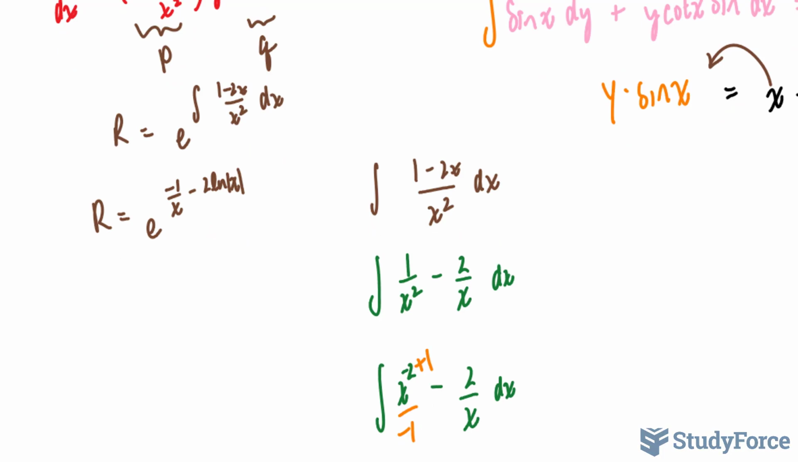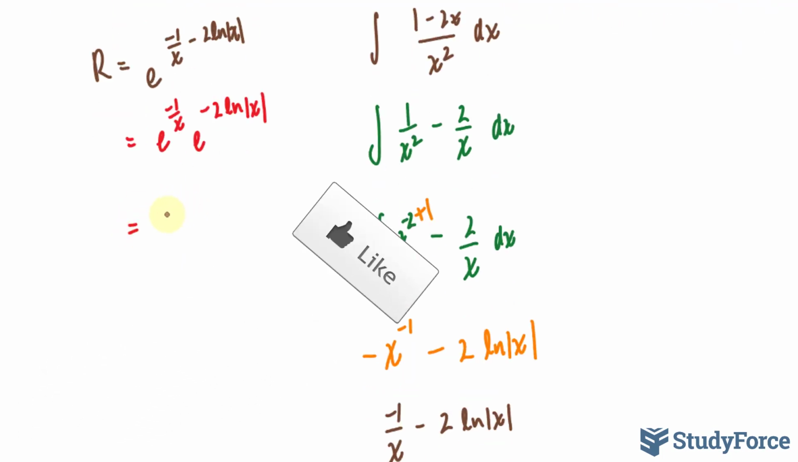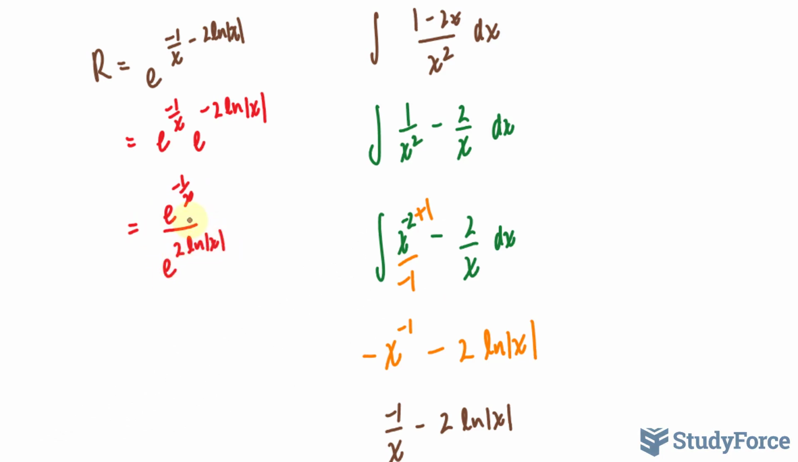Now before we multiply this r, this integrating factor, to our differential equation, I want to see if I can reduce this down any further, and I can using my exponent laws. In fact, I'll write it out as e to the power of negative 1 over x and e to the power of negative 2 ln x in absolutes. Notice this negative. We can get rid of this negative by writing it out like this: e to the power of negative 1 over x over e to the power of 2 ln x.